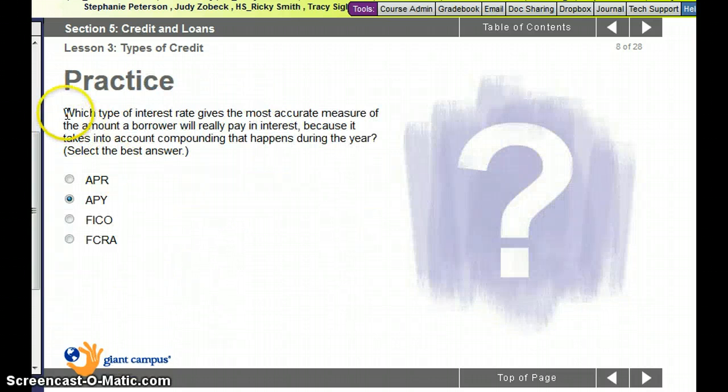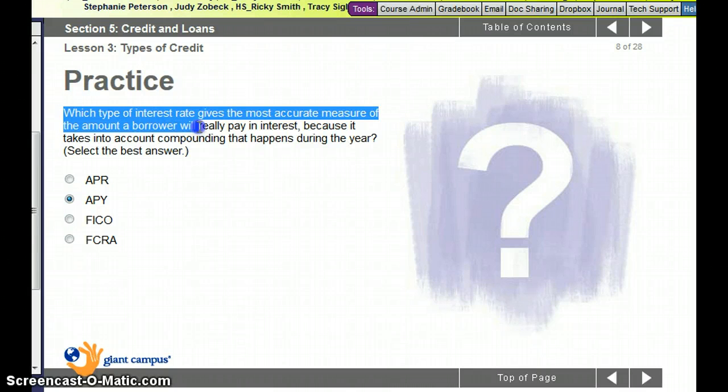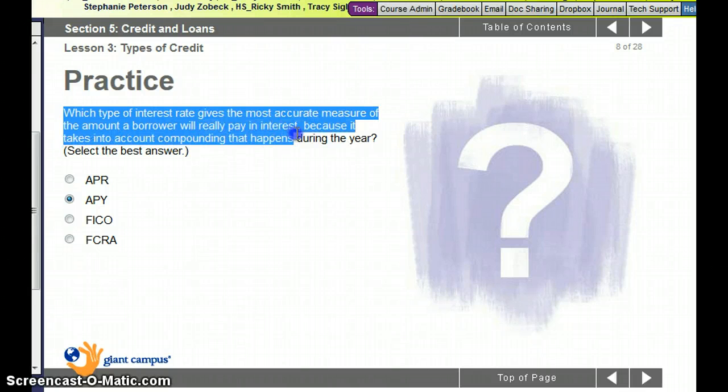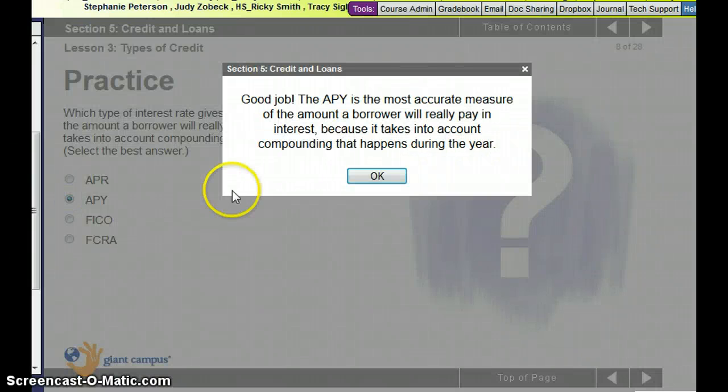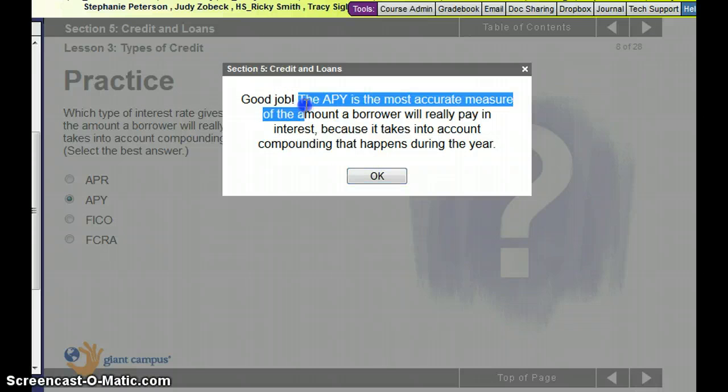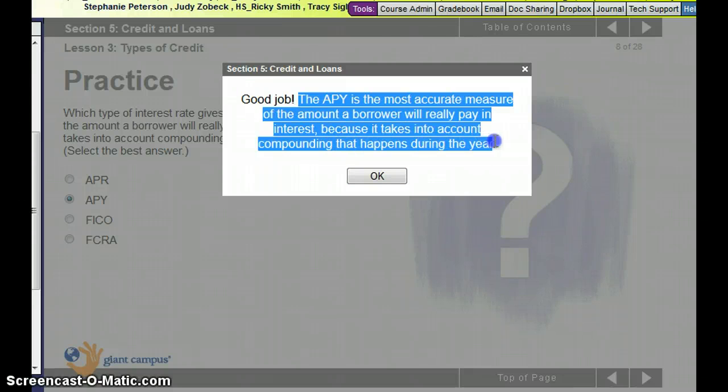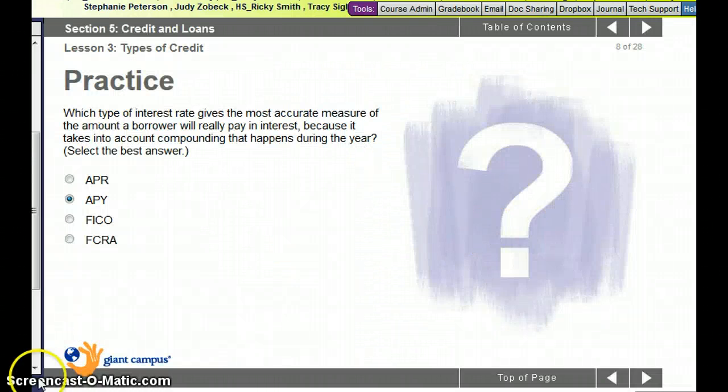So which type of interest rate gives you the most accurate measure of the amount a borrower will really pay in interest, because it takes into account compounding that happens during the year? Annual percentage rate, or annual percentage yield? Annual percentage yield is the most accurate measure of the amount a borrower will really pay in interest, because it takes into account compounding that happens during the year.